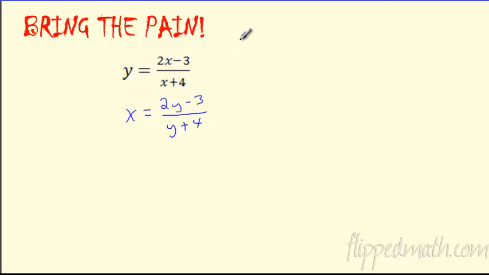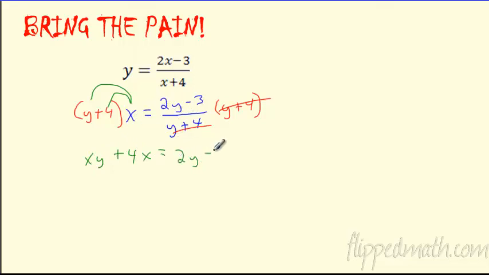Wait for it. So how do I get y by itself? Well, it's kind of weird because I've got y's in the top and bottom. I definitely don't like y in the bottom of the fraction, so I'm going to multiply both sides by y plus 4. Whatever you do to one side, you do to the other. So these cancel, and I'm in good shape here. Let's distribute this out, and what do I get? Well, I'm going to get xy plus 4x. And what does that equal? That canceled out. That's going to equal 2y minus 3.